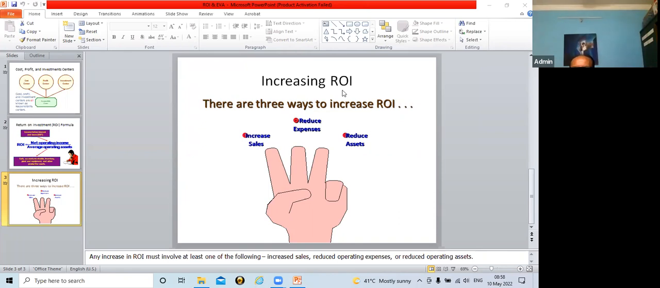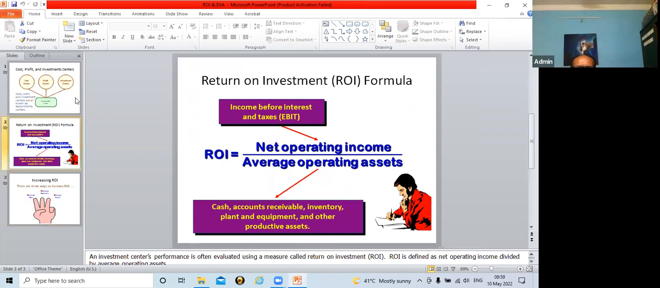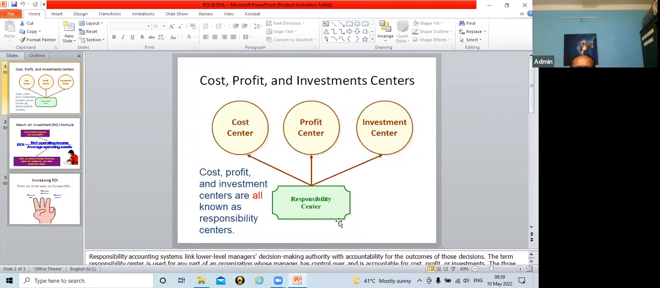From the examination point of view, if you are asked about ROI and EVA, please remember these three slides. I'm sharing this slide. This is the last slide. This is the second one, that is the formula. And this is the first one, the responsibility center: cost center, profit center, and investment center. So this was about ROI. Today in this session, we have completed ROI, return on investment. If you have any doubt, you are free to ask me. Otherwise, we will end today's session.